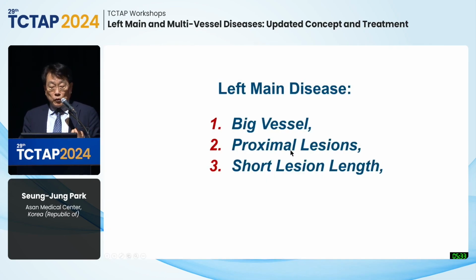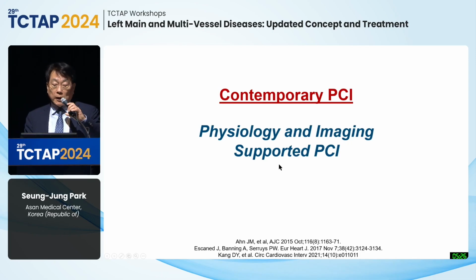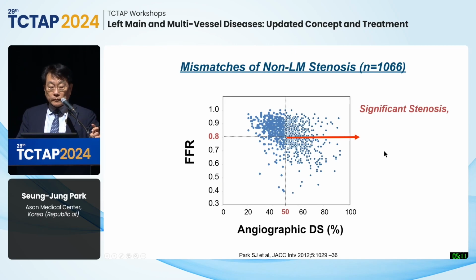Left main disease, with a big vessel, proximal lesion and short lesion length, is really a good target for PCI. So recently, we define contemporary PCI, physiology and imaging supported PCI, which can make a little bit different clinical outcomes. FFR is a clear class 1A guideline.